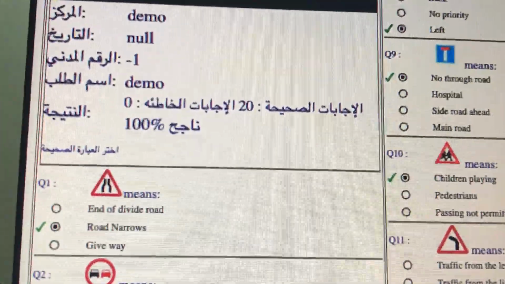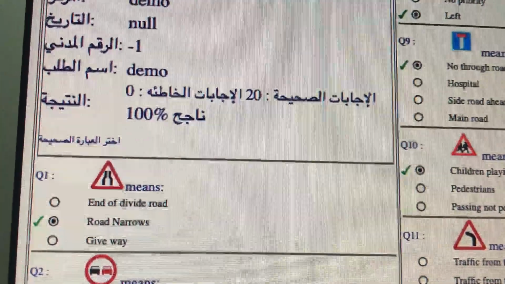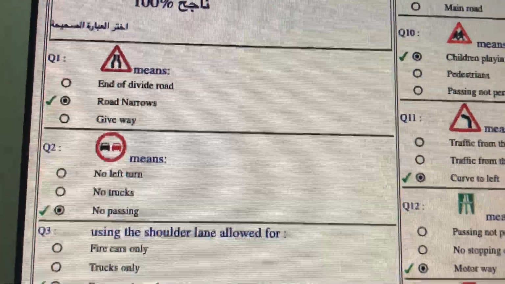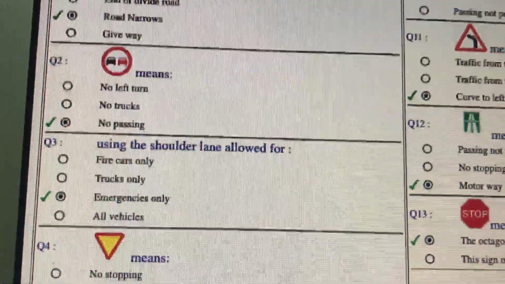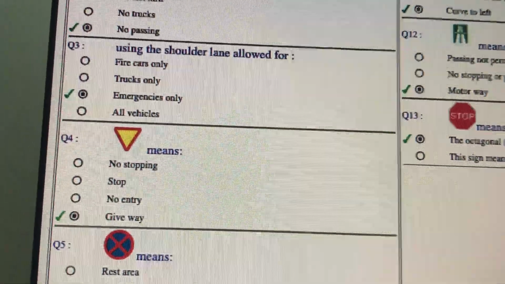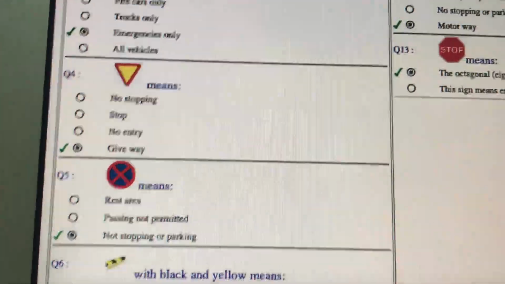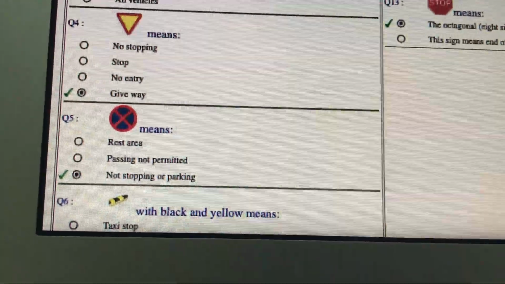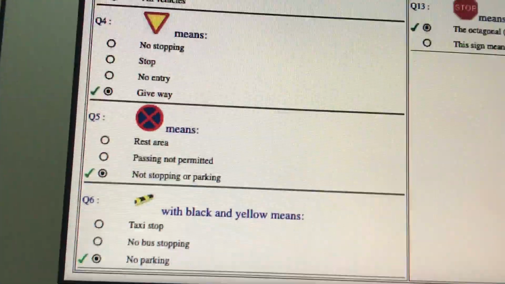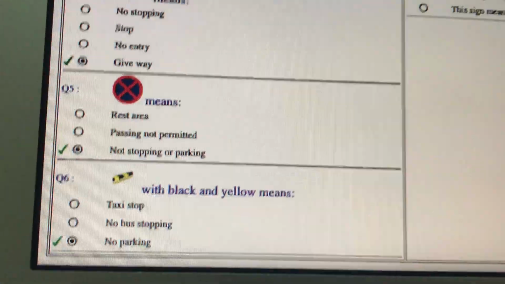This was the first question. Okay, road narrows. This was the second question, no passing. This was the third question, emergency only. This was the fourth question, give way. This was the fifth question, no stopping, no parking. This is the sixth question, and I have to slide it up, no parking. Okay, and then the seventh question was this.